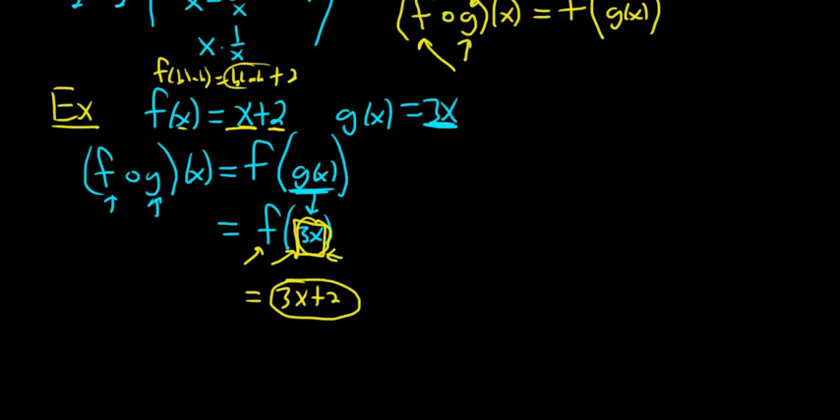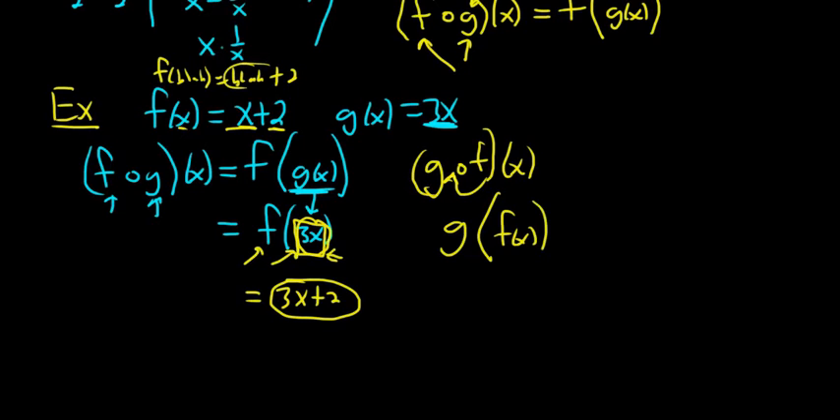Let's go backwards. Let's do g o f of x. This means you put f into g. So it's g of f of x. Okay, and then this means now we look at little f. So f is right here, and we know that's x plus 2. So first you put f into g, so it's g of f of x, and then you work from the inside first, so that's our f.